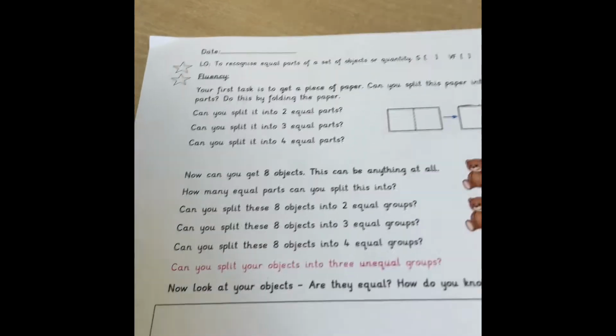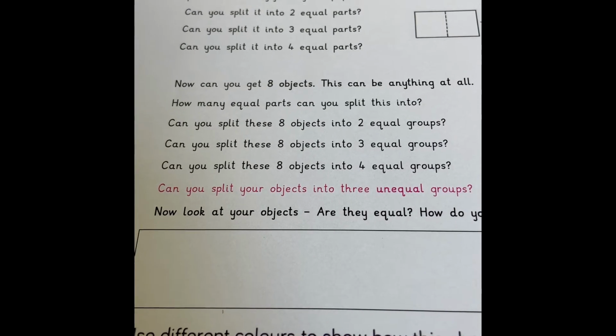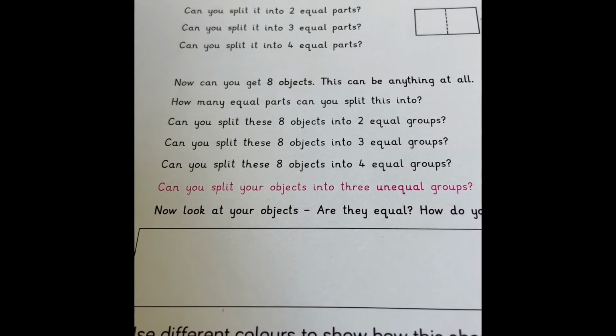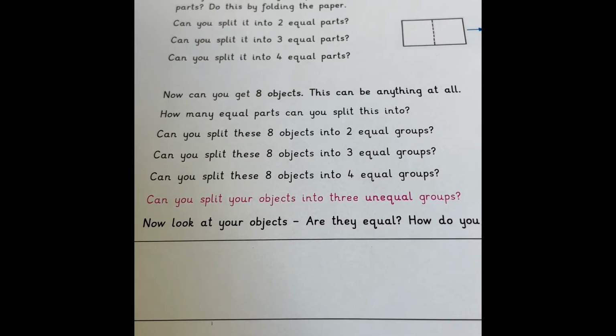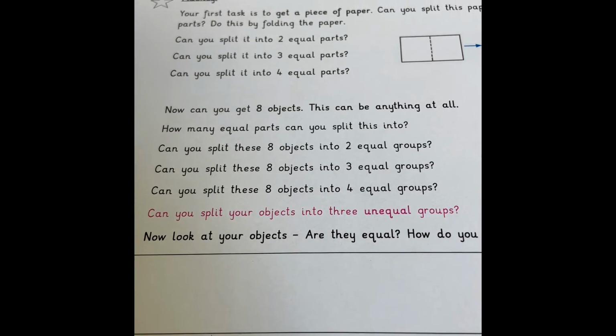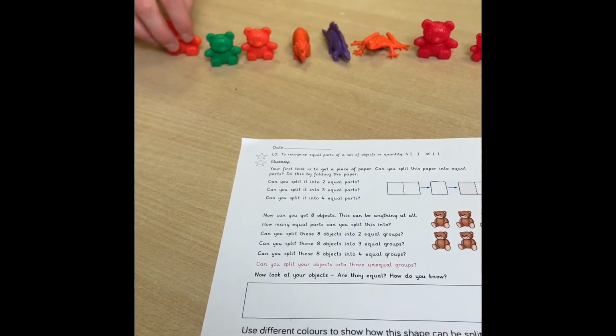So here are some of the questions that you're going to be asked and how you're going to split these objects into equal groups. So we're going to show you one of these ways and then leave you to explore the others. So firstly then, can we split these 8 objects into 2 equal groups?